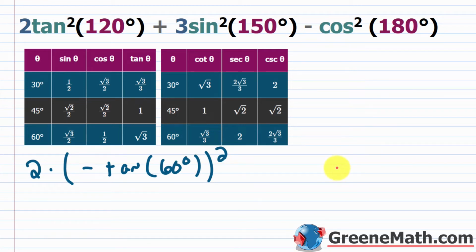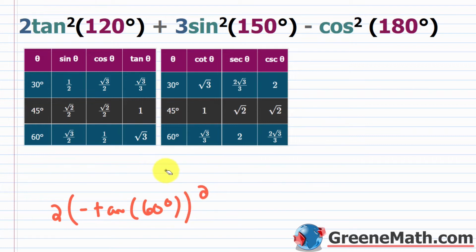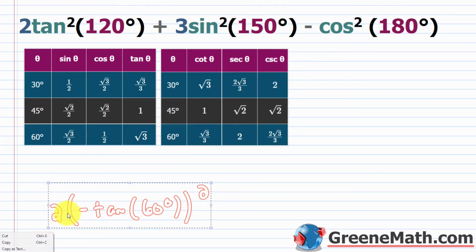Okay, so I'm just converting the notation over to something that is a little bit easier. And actually, I don't think this is all going to fit if I write it this wide. So let me put 2 times the negative tangent of this 60 degrees, and this is going to be squared. So let me get rid of this. And let me slide this up here.